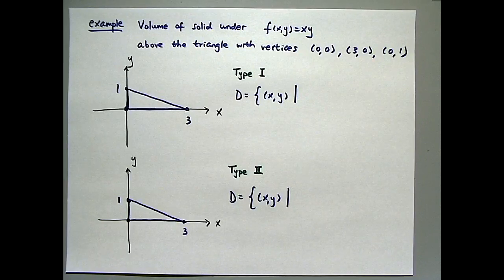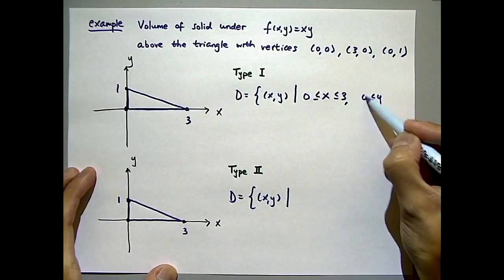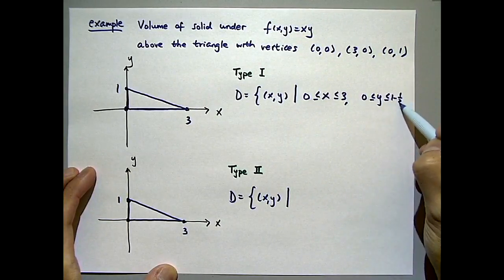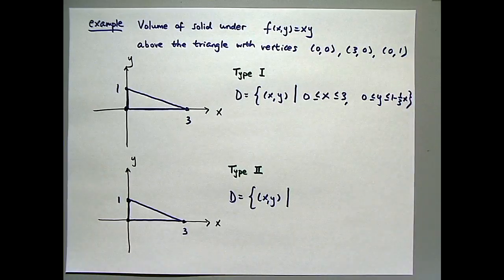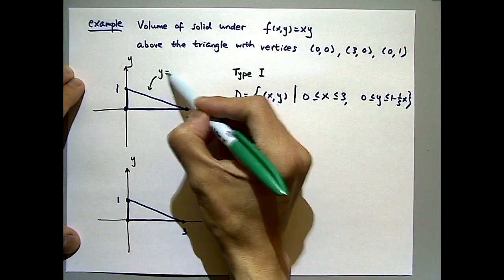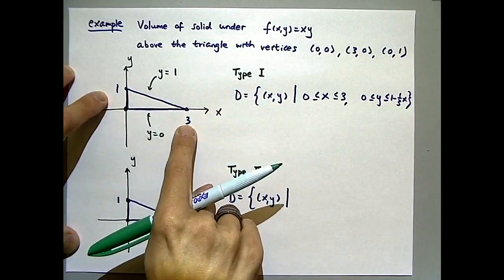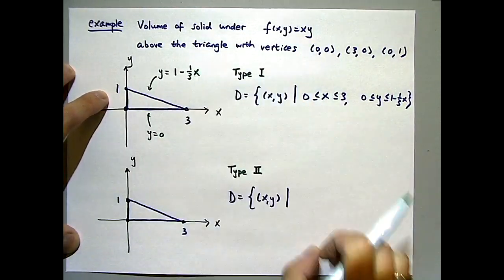Okay, I want a type 1. Somebody over here, who's got a type 1? Don't be shy. And y goes from 0 to 1 minus 1 third x. Do we agree with that? Right. So, excellent. So what we did here, we bounded x by constants. Very good. Now we need a description for the top. The bottom one's, of course, 0. That's simple. The top is a straight line with a y-intercept of 1 and the slope of negative 1 over 3. So very good. So there's our type 1 description.